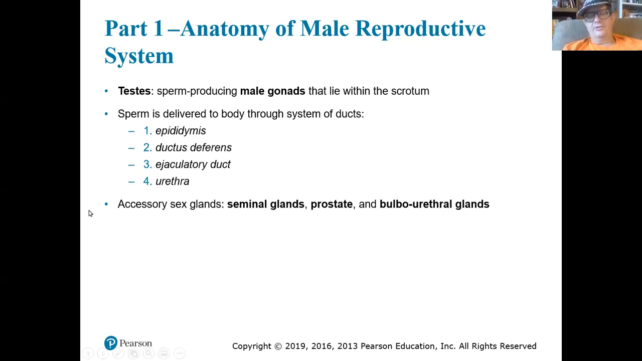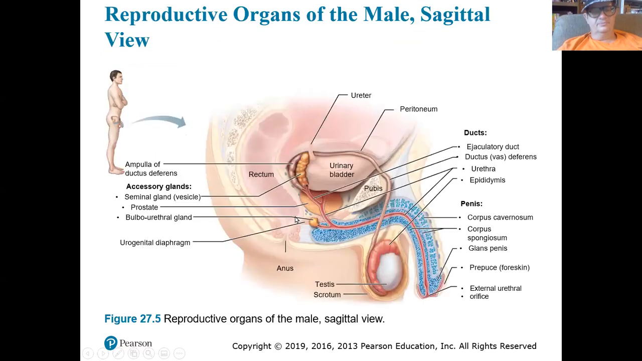All right, there are accessory glands: the seminal glands, the prostate gland, the bulbourethral glands. The bulbourethral gland, also called the Cowper's gland, is what produces pre-ejaculate. In common speech, we might call it pre-cum. The seminal glands and the prostate gland are what are part of the semen. We call that mixture of sperm plus the fluid from these glands the semen.